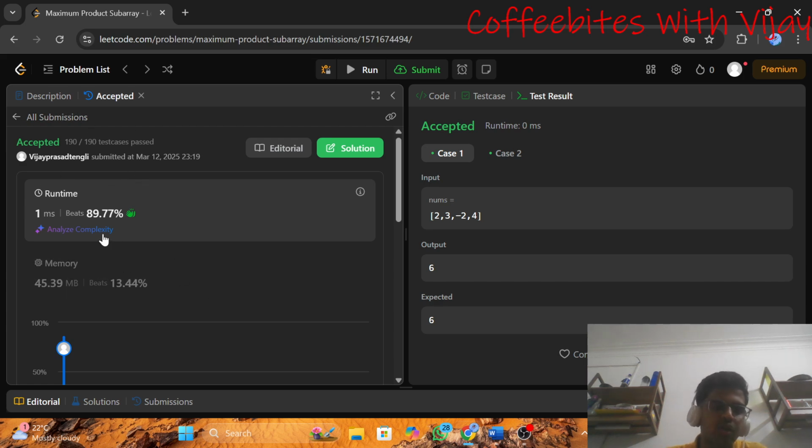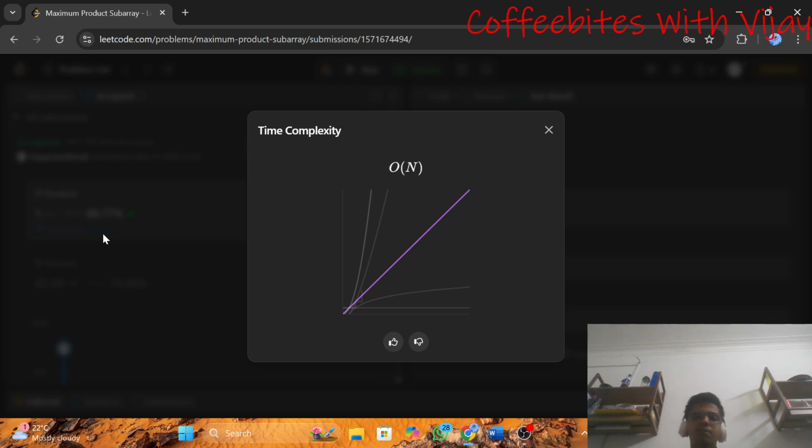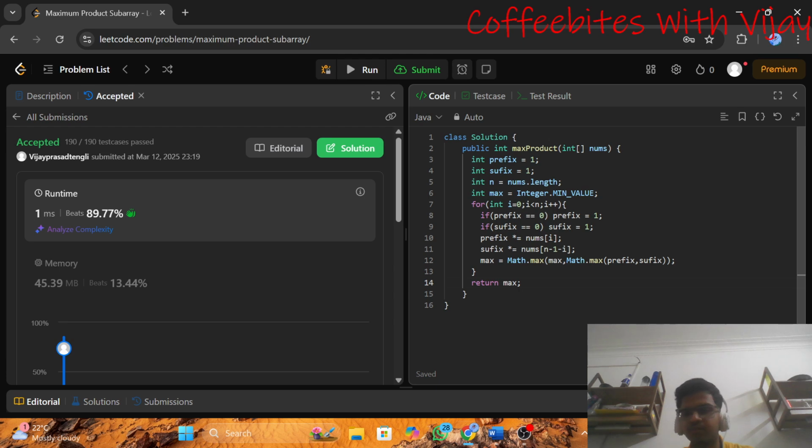And let's analyze the complexity. What is the complexity of this code? The time complexity is O of n. So this is the complexity guys. So that's all guys. So this is the program and I had explained the logic. This is the maximum product subarray in the array.